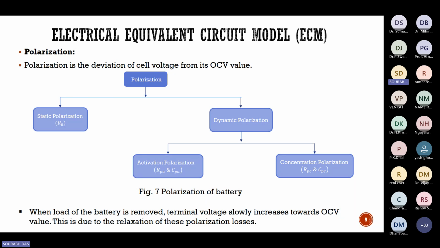So what is polarization? Polarization is the voltage difference that occurs due to the internal resistance and electrochemical processes when a battery is under load. So it leads to a lower terminal voltage compared to the OCV. That's why under load condition, the terminal voltage is not the same as the OCV.